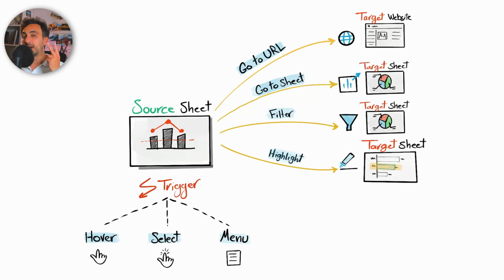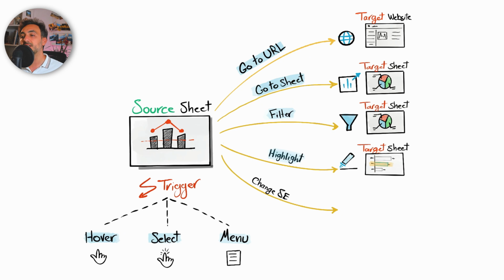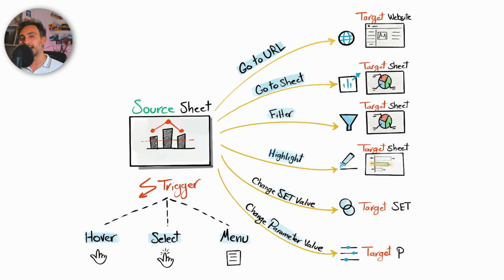And then we have 2 other actions where it's going to impact the values of something. So here we have change set value. Anything that you are doing on the source sheets is going to affect the members or the values of the target set. So this is going to make the set very dynamic and interactive. The last one we have is change parameter values. So again here, any interaction that you are doing in the source sheets is going to impact the values of the parameters. So with that, we now have all the options that you can define as a consequence for the action.